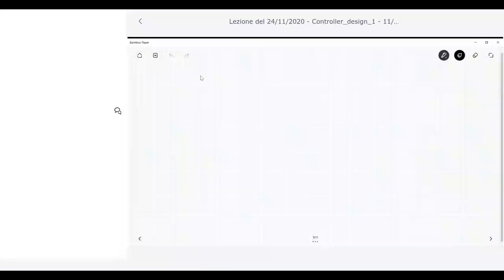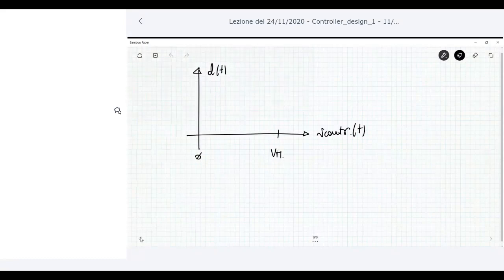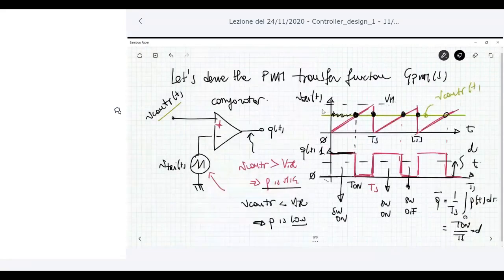But remember that my goal is to derive my transfer function. Okay, so let me plot on a graph what happens to the duty cycle in terms of the control voltage. The control voltage can be from 0 to the peak value of the triangular voltage. Okay, Vm is this value here. So the control voltage, in order to have always a comparison at the input terminals of the comparator, should vary in the dynamic of the triangular wave. Okay, so from 0 to the peak value.